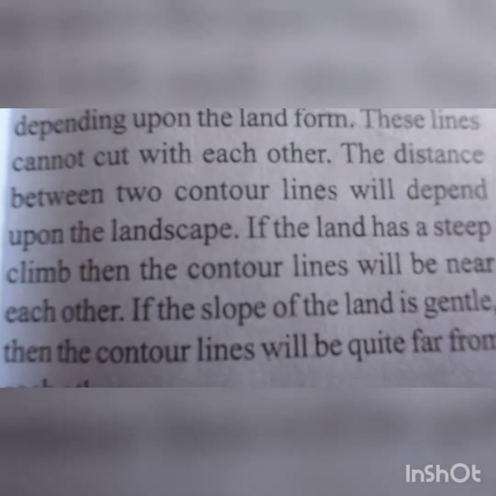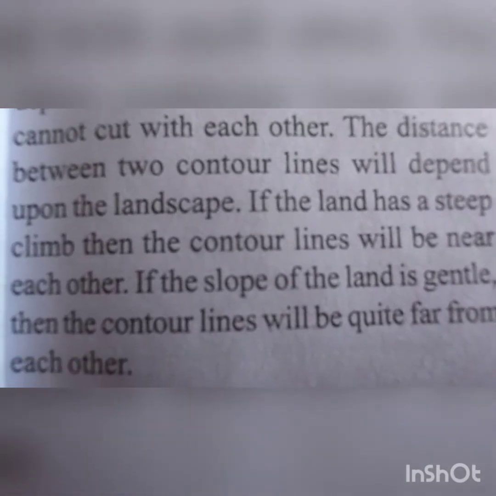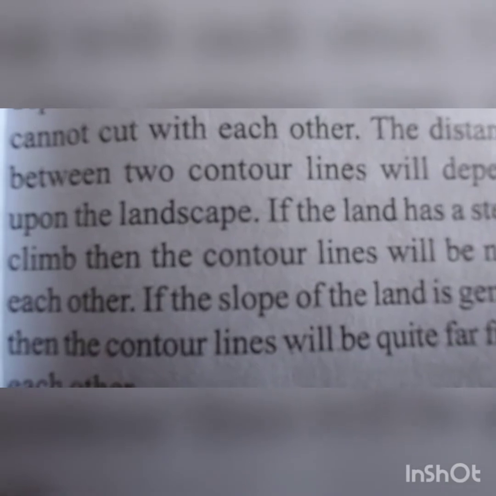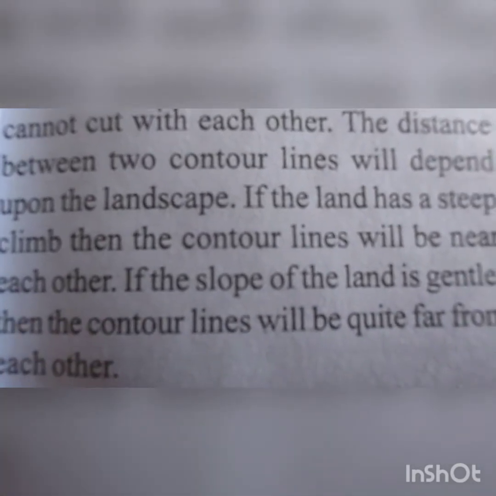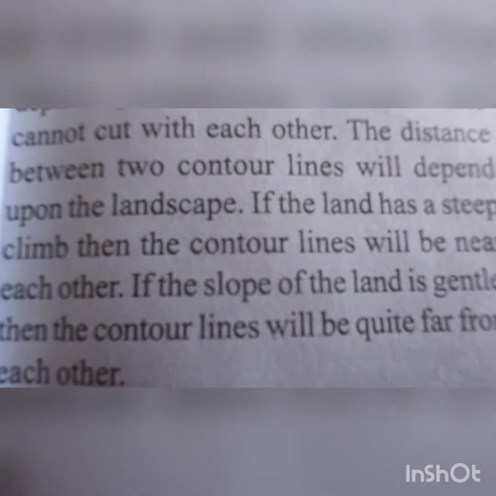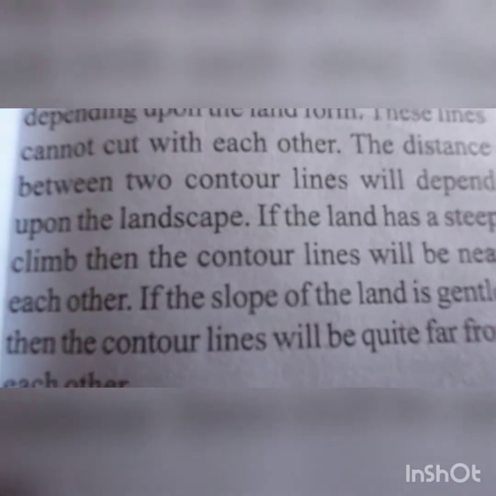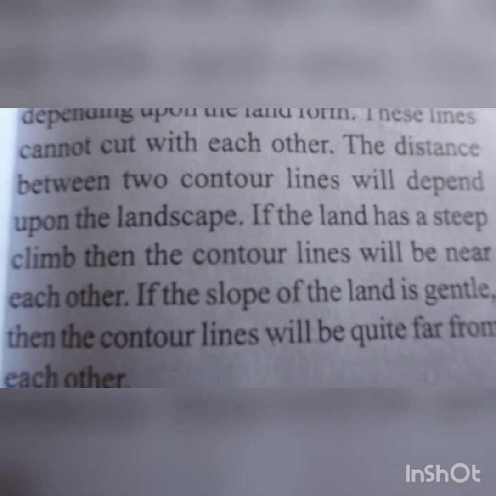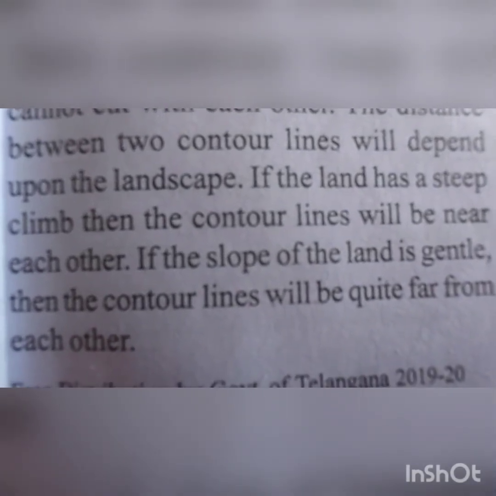The distance between two contour lines will depend upon the landscape, that means the height of the land. If the land has a steep climb, then the contour lines will be near, and if the slope of the land is gentle, then the contour lines will be far from each other.